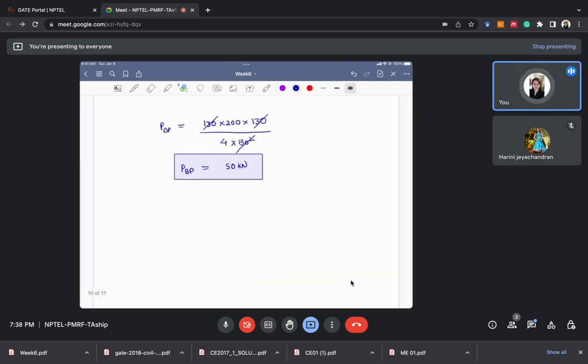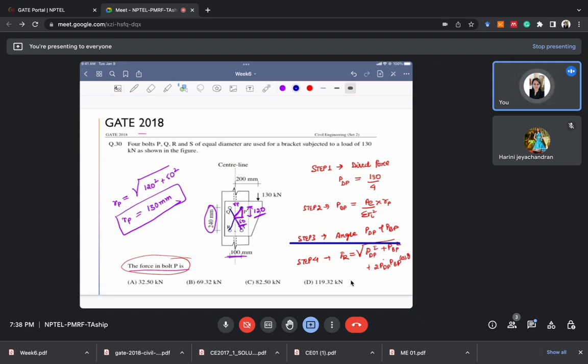What is step number 3? Step number 3 is the angle between PDP and PBP. So what is the angle between these two things?